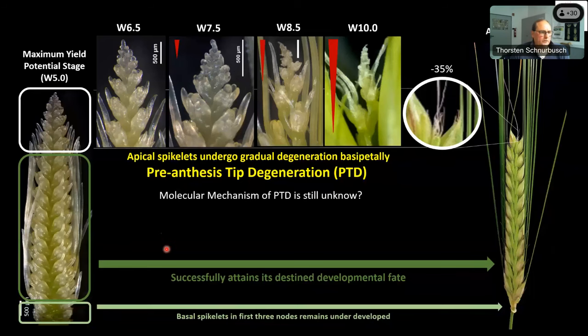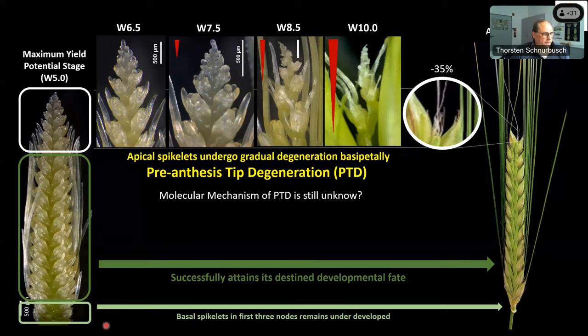So what is actually pre-anthesis tip degeneration? I would like to give you a brief introduction into this. When we are looking at something like an adult or completely mature spike, we can see clearly here the grains and the awns. However, in order to produce this type of structure, the immature spike you can see on the left-hand side has to undergo certain developmental processes.